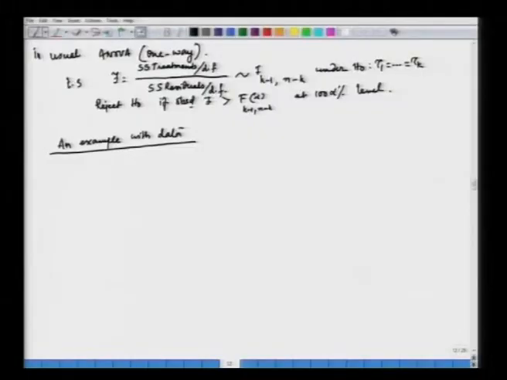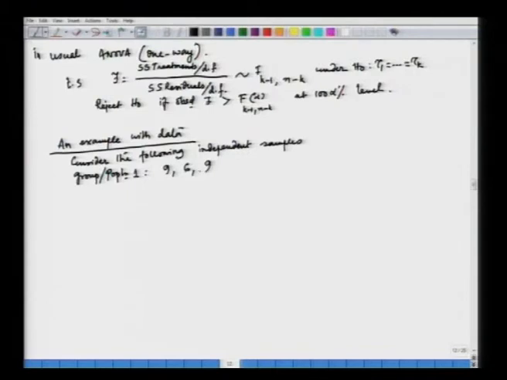Okay. So, the first case is for the univariate data, and we consider the following independent samples, independent observations from populations. From group or population 1, we have, say, 3 observations 9, 6 and 9, a very simple example. Then from the second group or population 2, we have 2 observations, say 0 and 2.